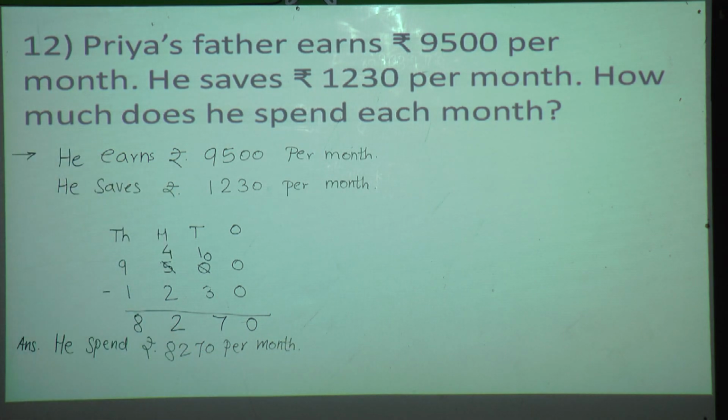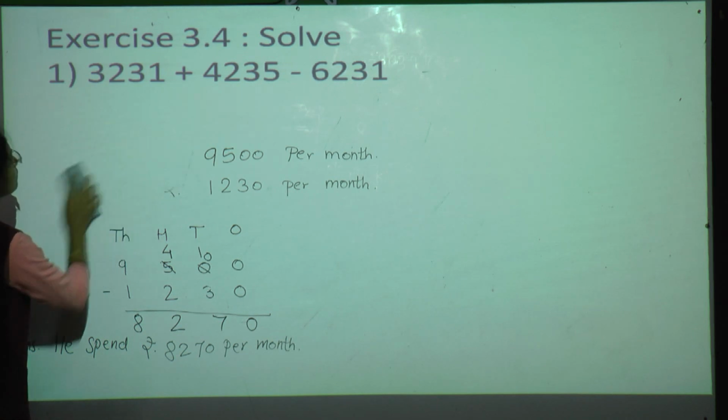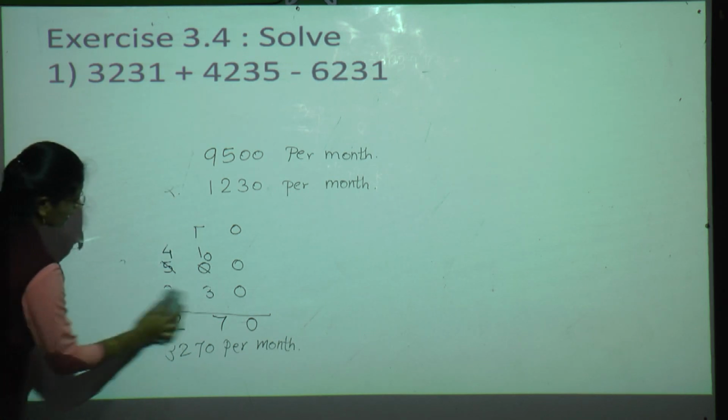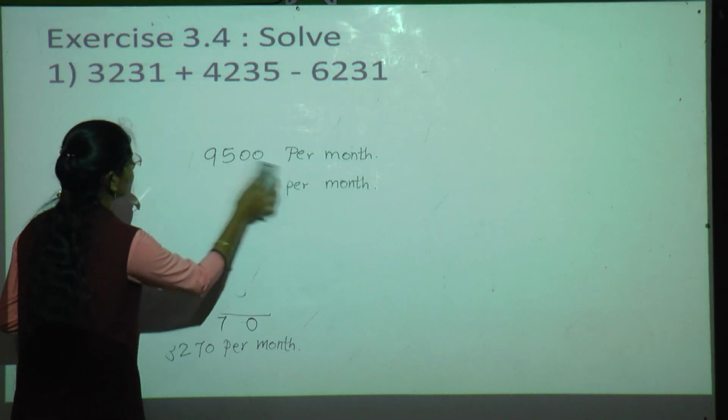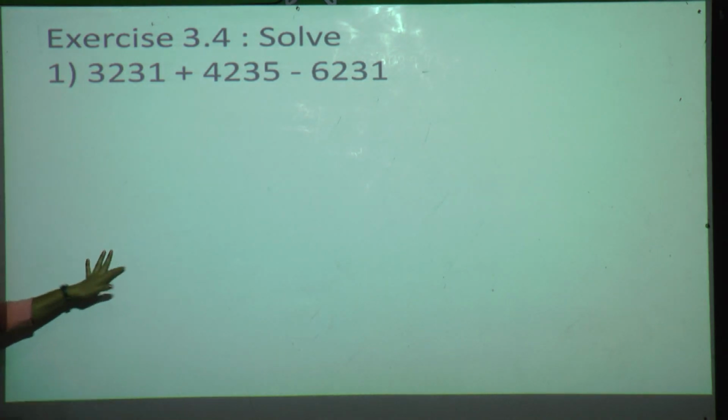Understood? So in this way we have completed exercise 3.3. Now we are going to solve exercise 3.4. Let's see what the question is. In that exercise you have to do the addition as well as subtraction. Okay, see the first question of exercise 3.4.